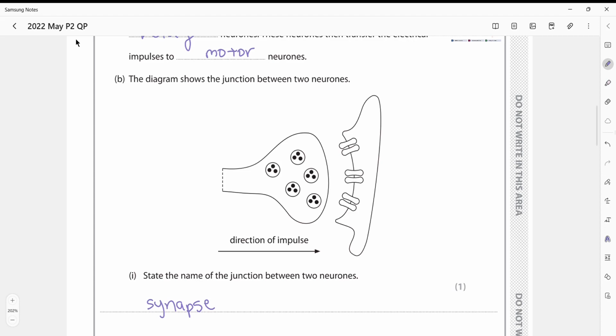So what essentially is happening in the synapse is that an electrical impulse would arrive and it would cause these vesicles containing the neurotransmitters to release them. These black dots that you see here are the neurotransmitters. They are released into the synaptic cleft, this gap between the two neurons, and eventually they would bind onto the receptors here. All right, and that's what the next question is about.